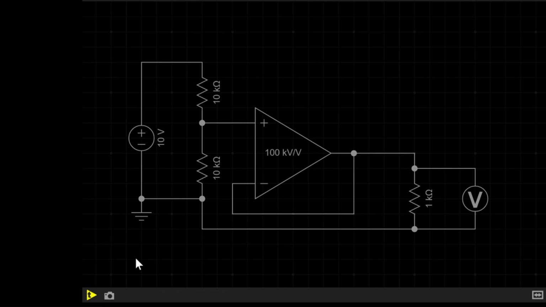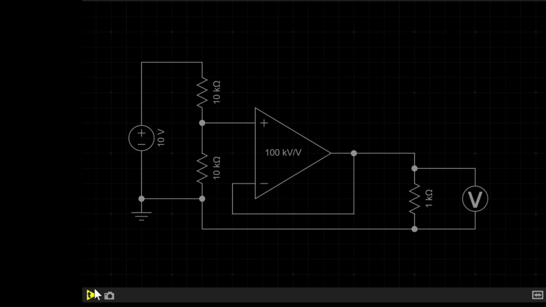In this circuit, we have the same voltage divider circuit at the beginning with two 10Ks and a 10 volt DC source. The voltage divider output feeds into the non-inverting op-amp input. The op-amp has its inverting input connected to its output. And once again we have a 1K and a voltmeter across the output.